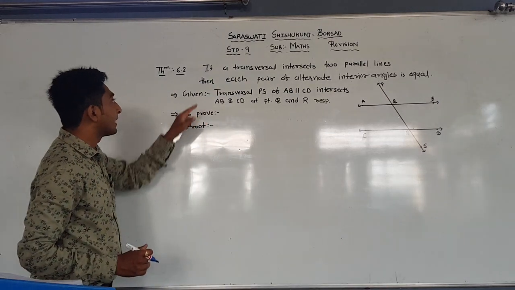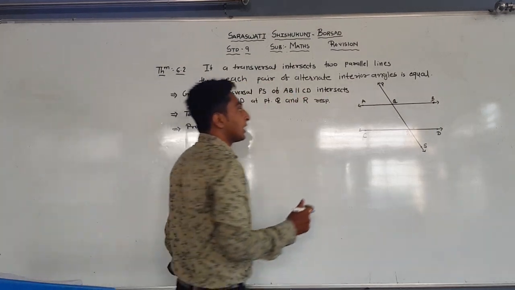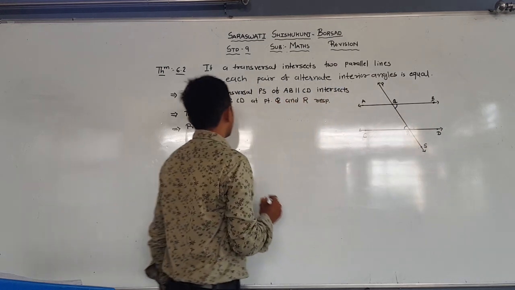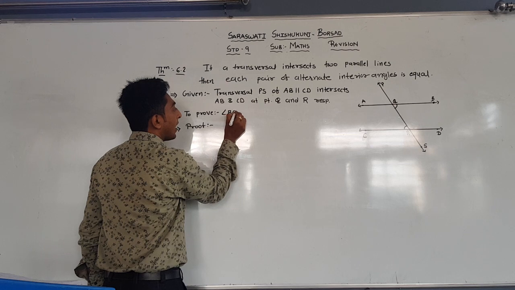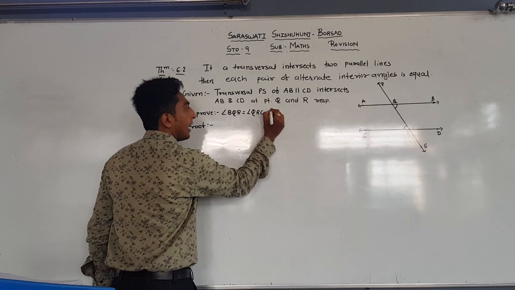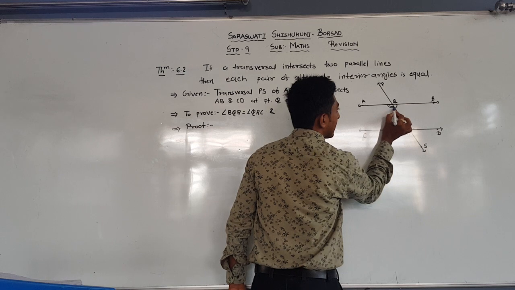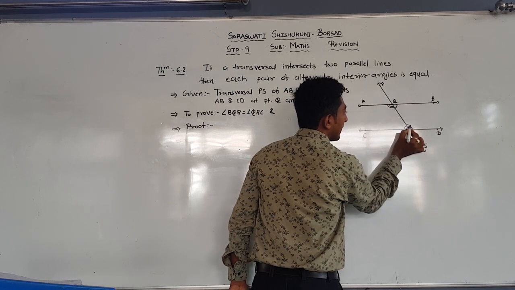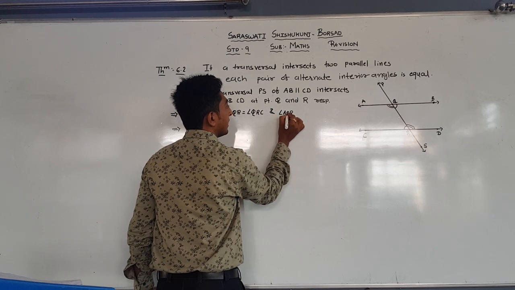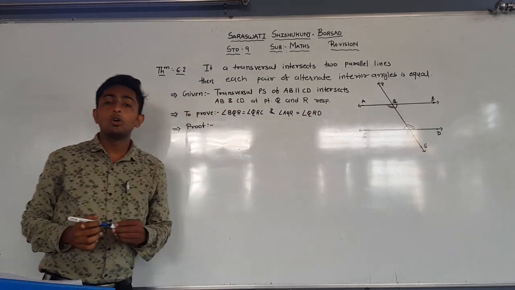Now what do we have to prove? We have to prove that each pair of alternate interior angles is equal, that is this equal to this. This is the first one. So can I write angle BQR equal to angle QRC? This is the first one. And in the same way, if I am taking this angle, the alternate interior angle regarding this one is this one. So can I write angle AQR equal to angle QRD?